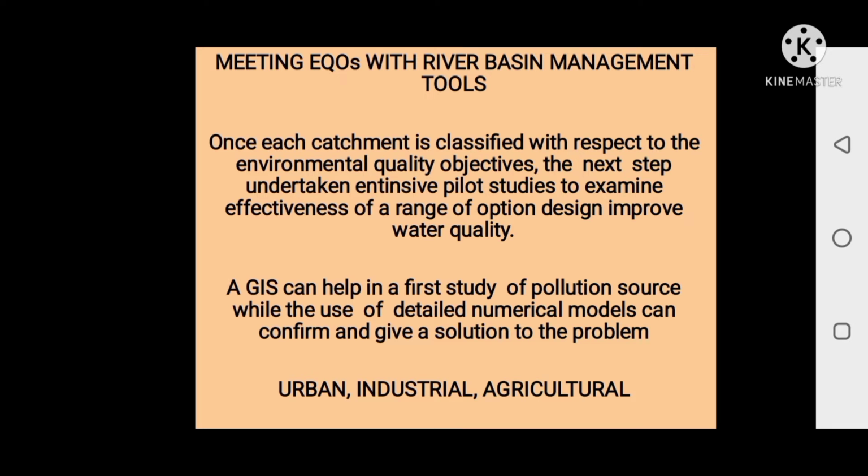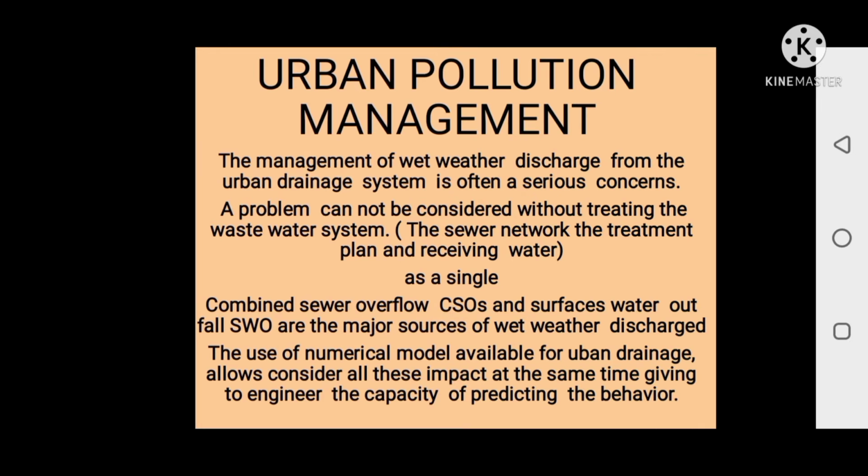And we have the following three paragraphs, which give a brief summary of the processes involved and control. So we have here the urban, industrial, and agricultural. Urban pollution management. So the management of water discharge from the urban drainage system is often a serious concern.